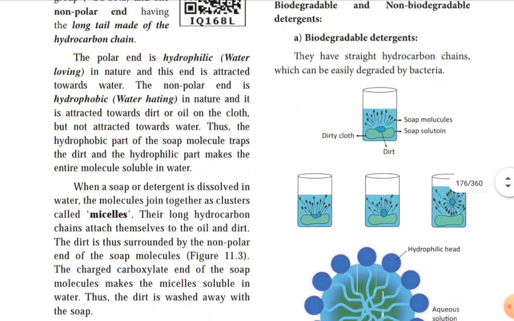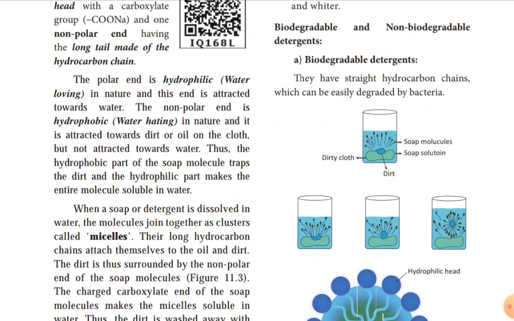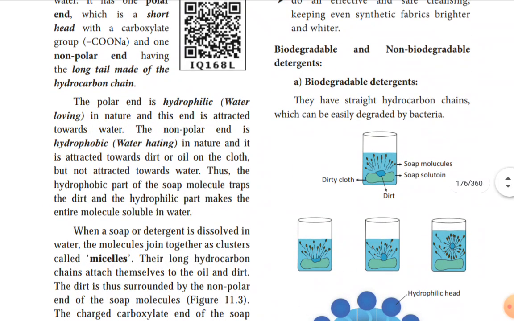In this, first you have to understand the two parts: the polar end and the non-polar end. Then what is the function of this polar end and non-polar end? First we learned that the soap molecule contains two different parts which act differently with water. One is the polar end, another one is the non-polar end. So what is the function of the polar end in the cleansing action?